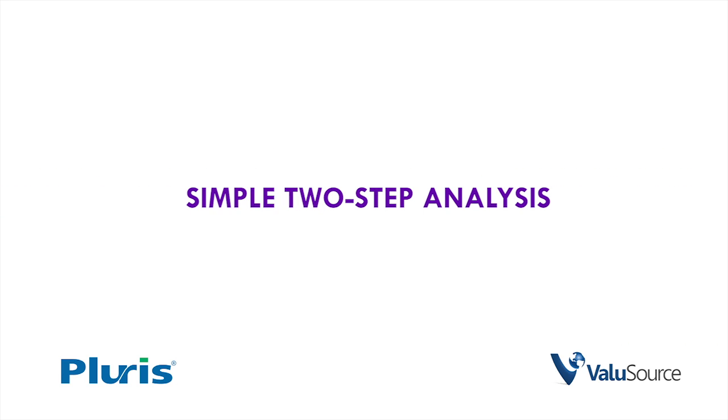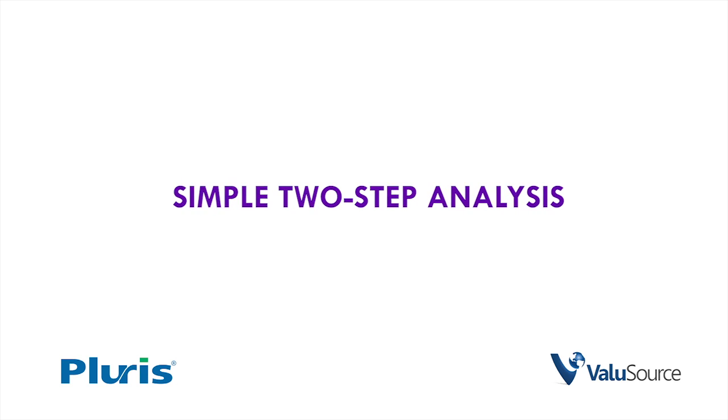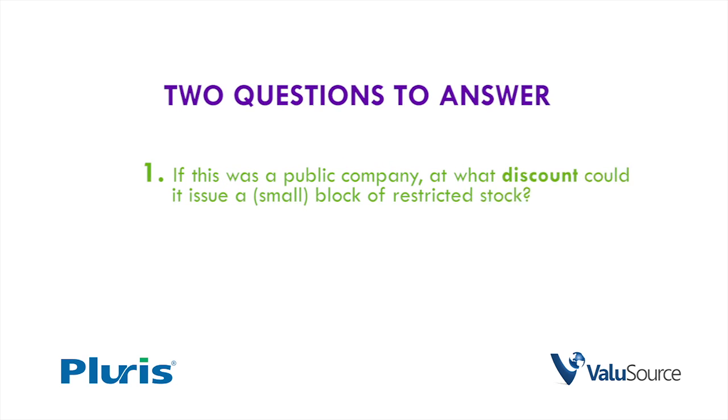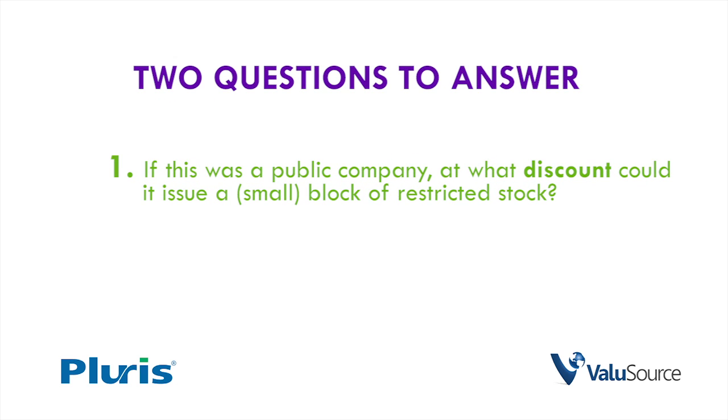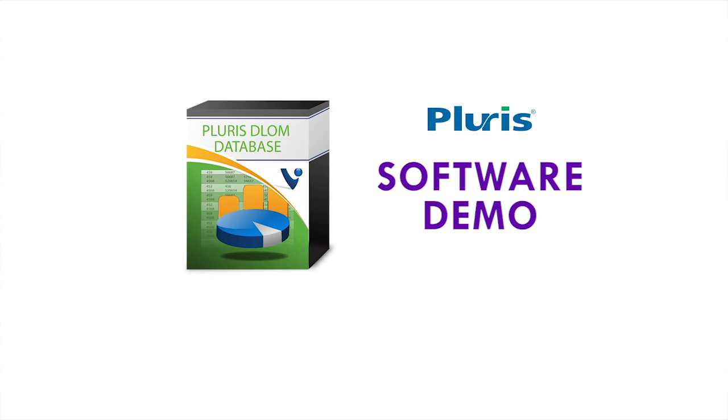So now we're going to demonstrate how we might do a discount in a simple 2-step analysis. First, we ask ourselves, if this were a public company, what would the discount be if it issued restricted stock? And second, if this were a private company, not a public company, how much would that fact add to the discount for lack of marketability? So there you go. That's really it. Now let's go to a quick demo of how the valuation software works.